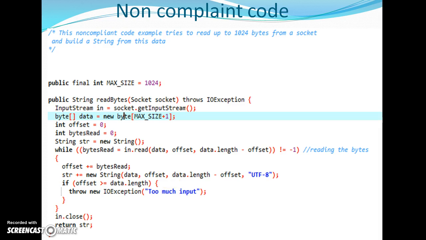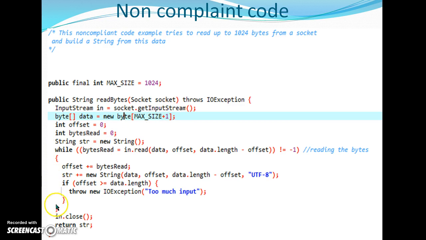Now our main focus should be on the non-compliant code. Here I'm reading the data from the socket, bytes actually, which are 1024 bytes, and we are converting it into a string. First, I am fixing the size of my buffer. The buffer name is data here. Size is 1024. Here I am reading the bytes from the socket.